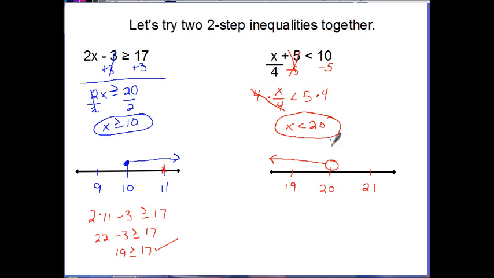Next, I'm going to check. I'm going to take 19 and I'm going to plug it in. Is 19 divided by 4 plus 5 less than 10? Let's go ahead and see. 19 divided by 4 is 4.75. Is 4.75 plus 5 less than 10? Absolutely. 4.75 plus 5 is 9.75. We all know that 9.75 is less than 10, which means it checks out, and we're good to go.